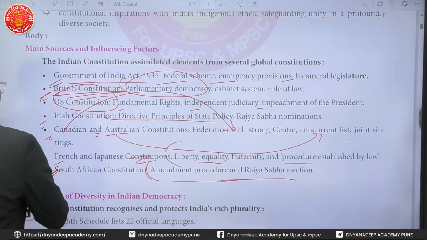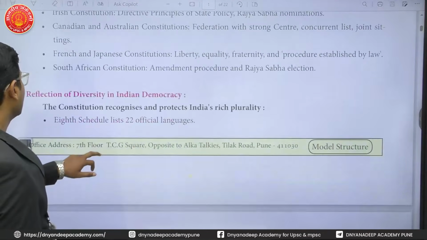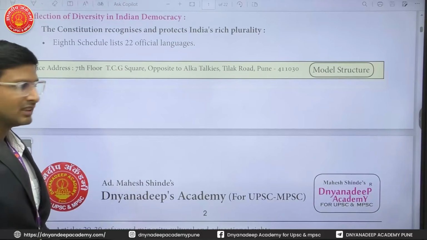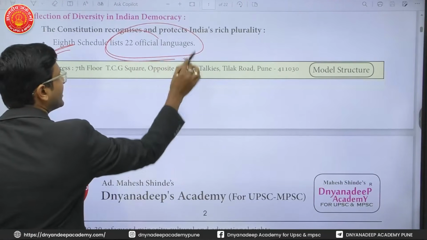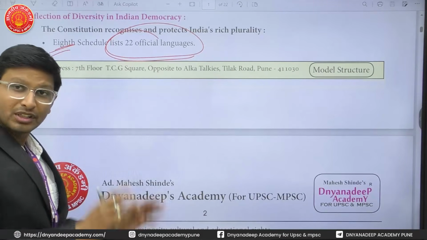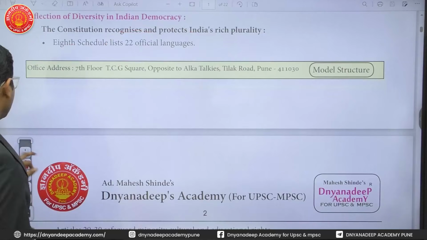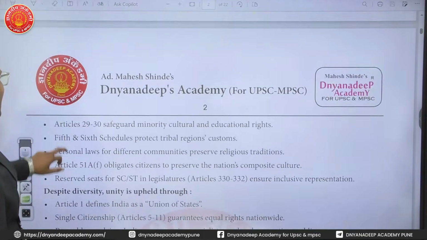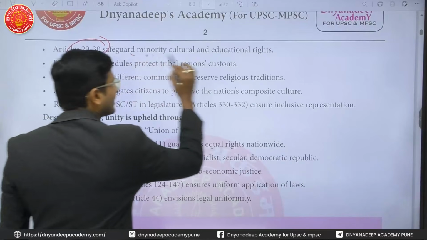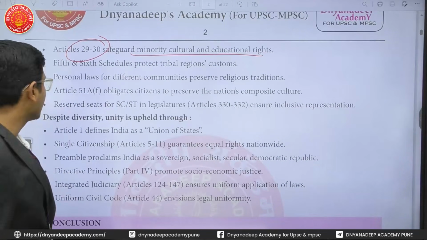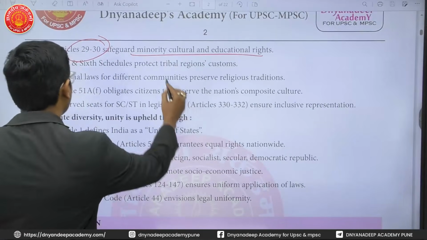Then, how do all these factors reflect the diversity? That is the important thing. Remember here, the 8th Schedule of the Indian Constitution has 22 official languages, which of course reflects the diversity. Then Articles 29 and 30 are about safeguarding the cultural and educational rights of minorities. Then the 5th and 6th Schedules are about protecting the interests of tribal regions.